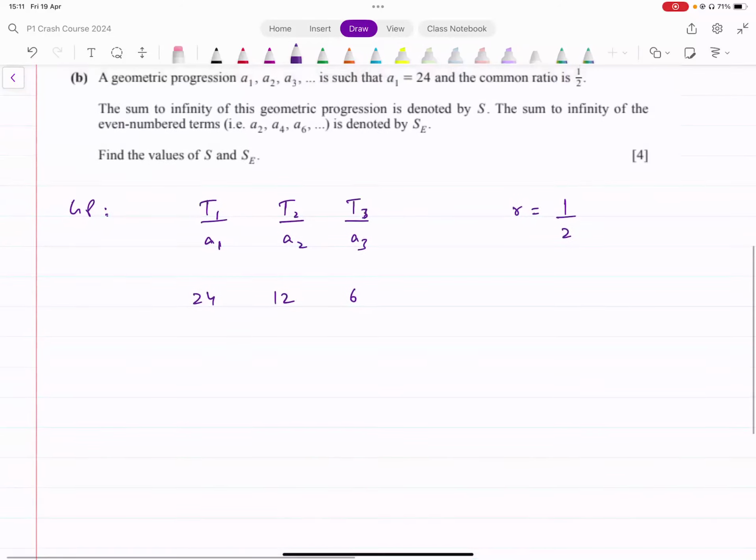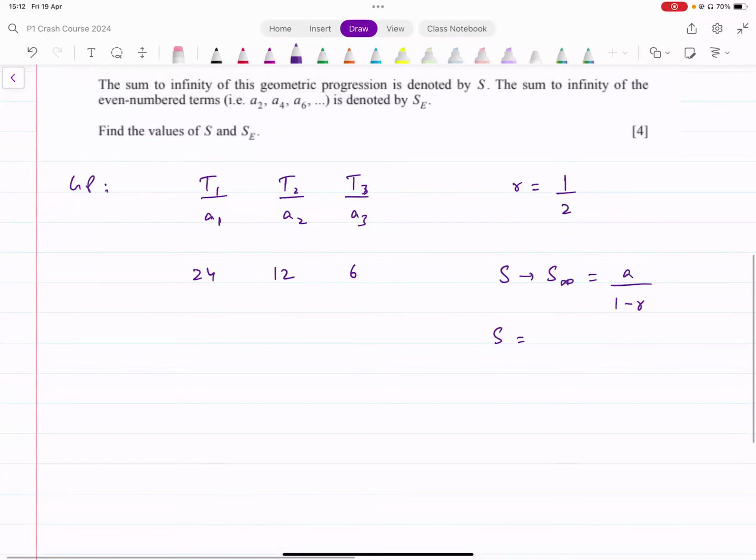Then it says the sum to infinity of this GP is denoted by S. So we can say S is the sum to infinity of this GP. Let's find that out as well and see what that turns out to be. A over 1 minus R.